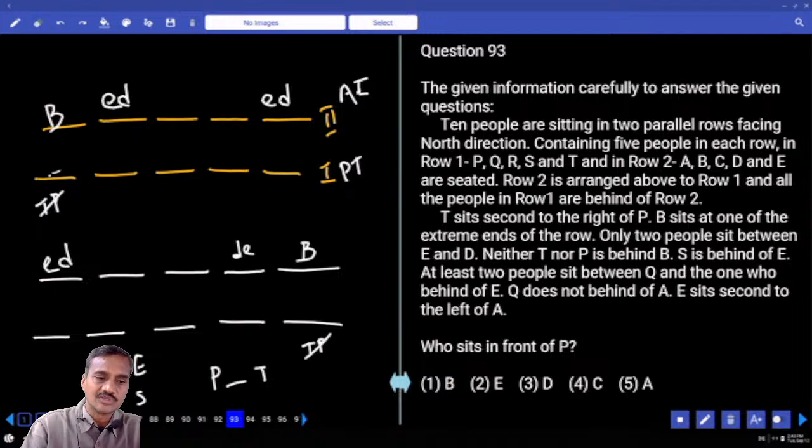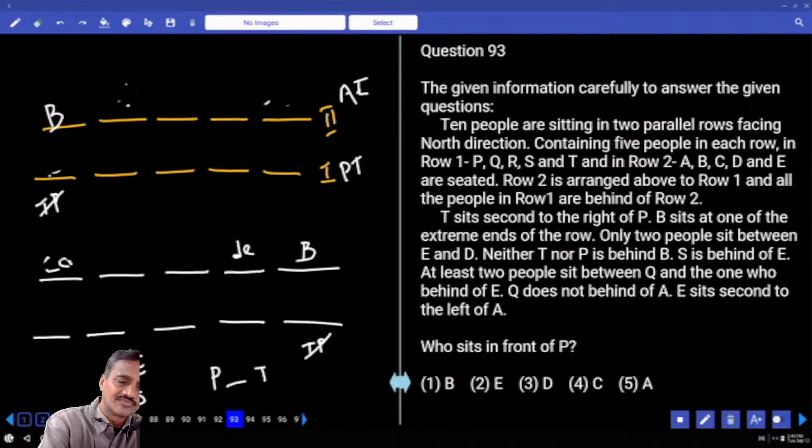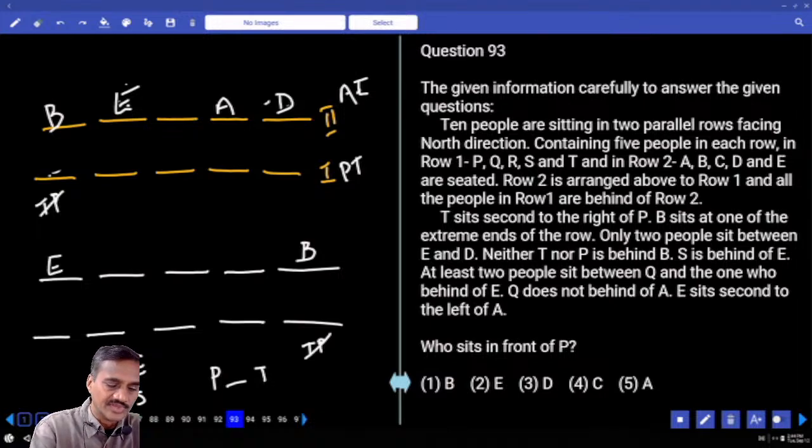E is seated second to the left of E. Where should this E be? E is to the left-hand side of E. Then E is here and A is here. And 2 persons between E and D. Next, who is the other person? 2 persons between E and D.